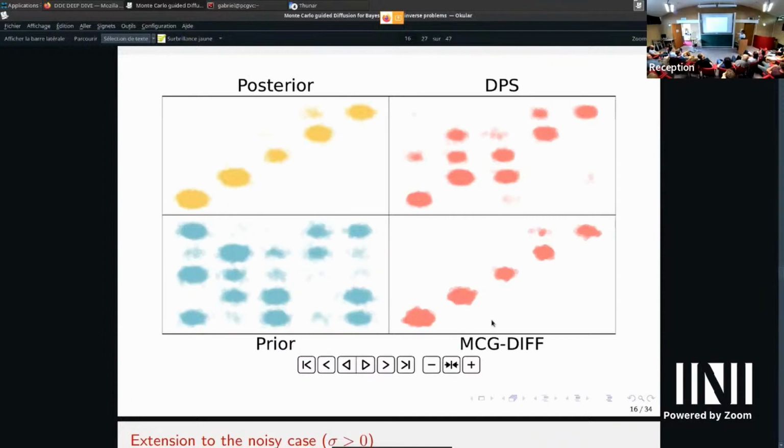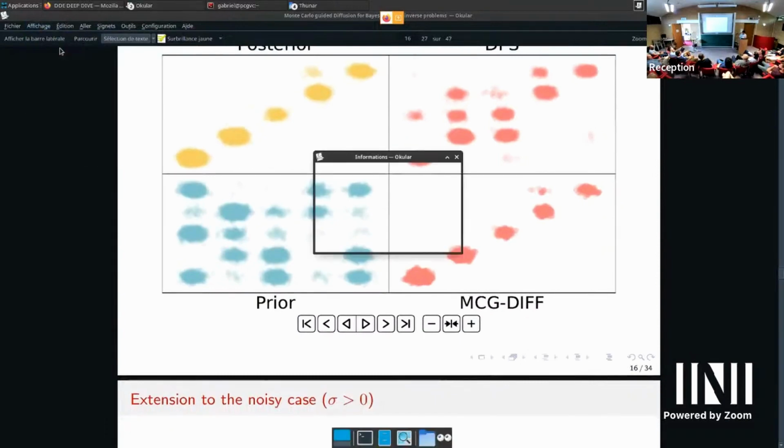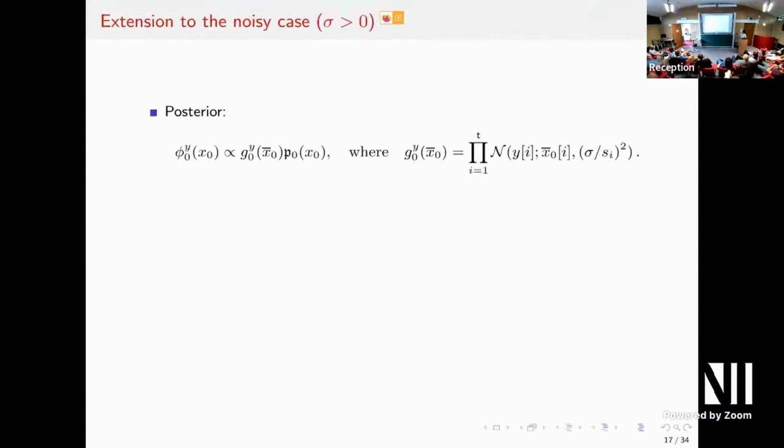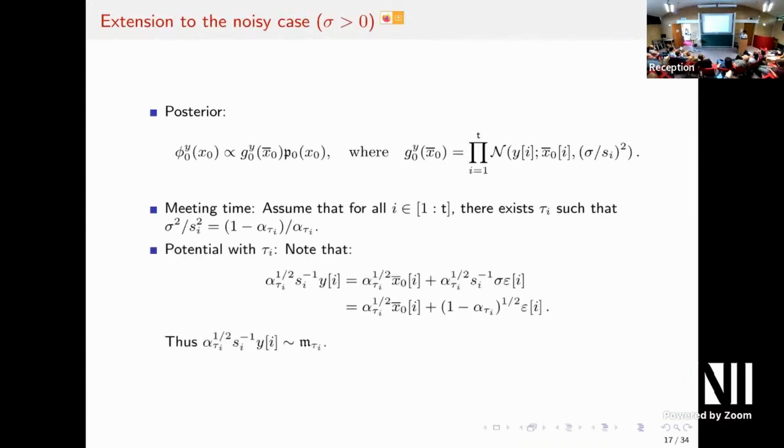So before I go into more numerical results in this case, I'm just going to talk a little bit about the extension to the noisy case. In the noisy case, our posterior is written like this. What is important is that we are in a setting where the observations are coordinate-wise independent. So here the likelihood can be written as the product over each of the coordinates of the observed vector y, and we assume that for each coordinate there is what we call a meeting time. There is a moment where the measurement noise divided by the diagonal value of this coordinate is equal to this quantity that depends on the coefficient of the forward diffusion. And over this meeting time, what we have is that we can rewrite the potential.